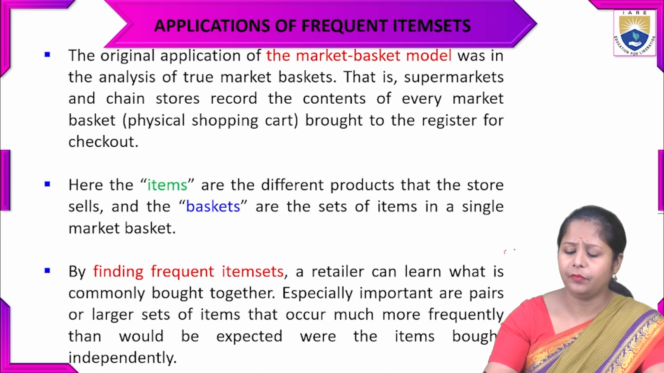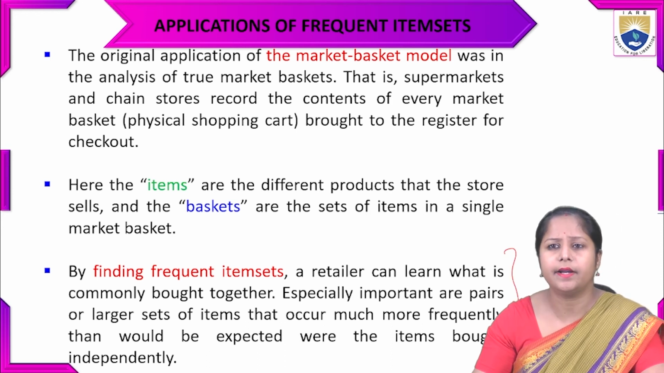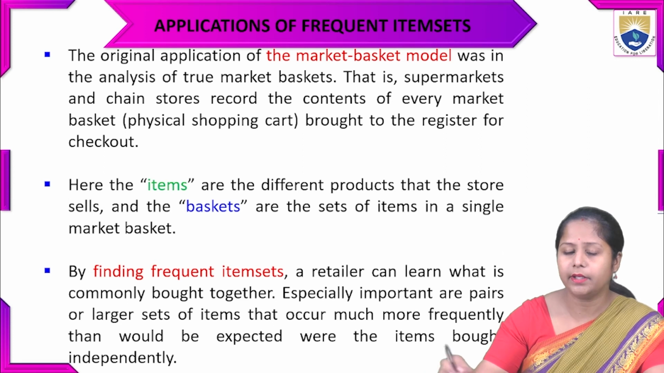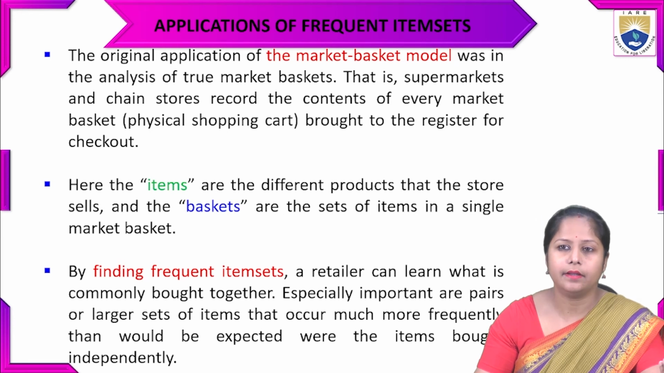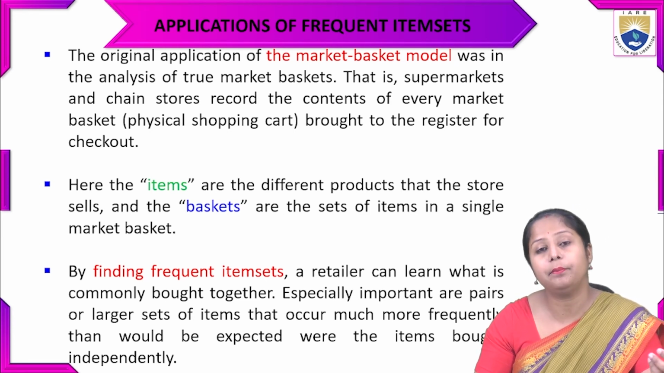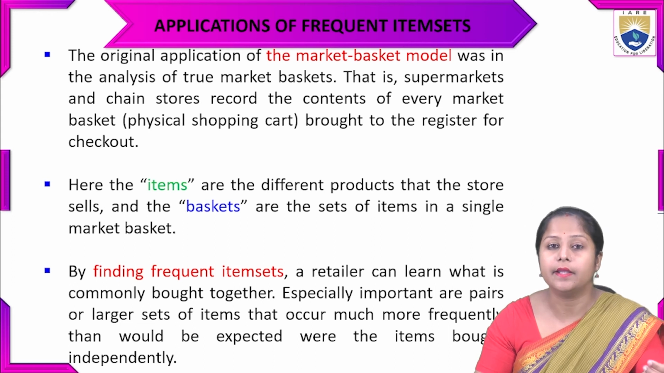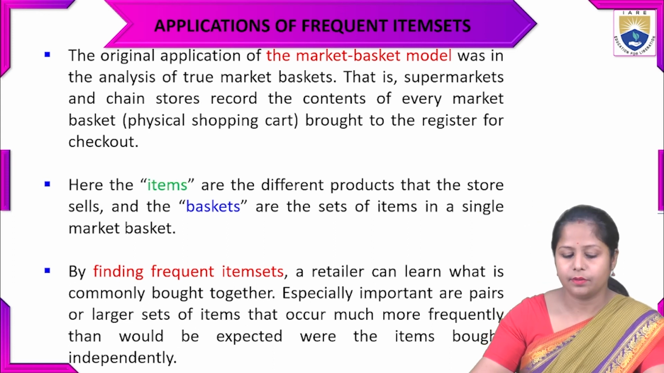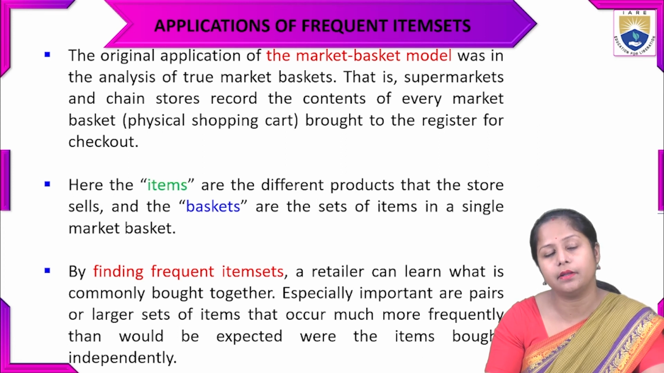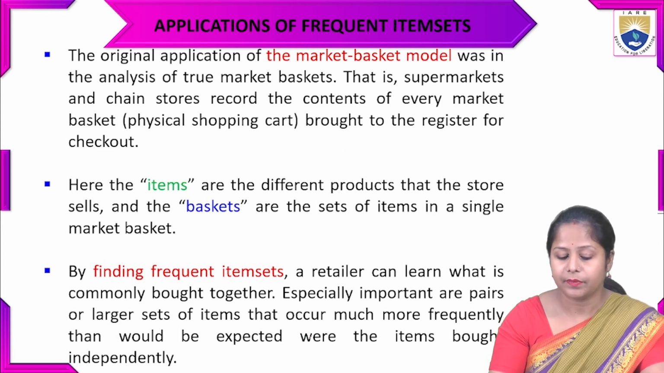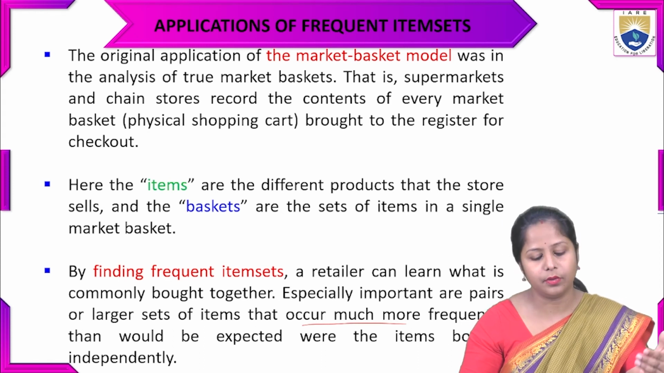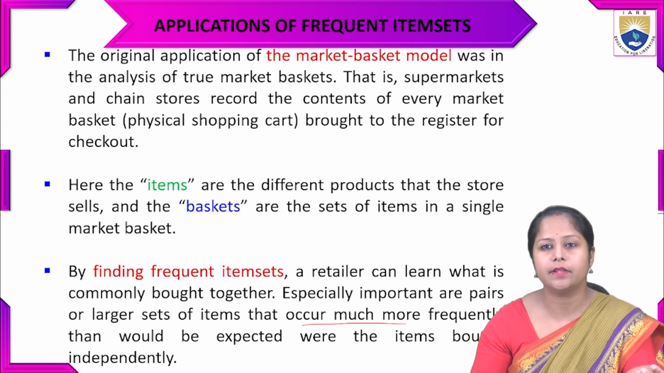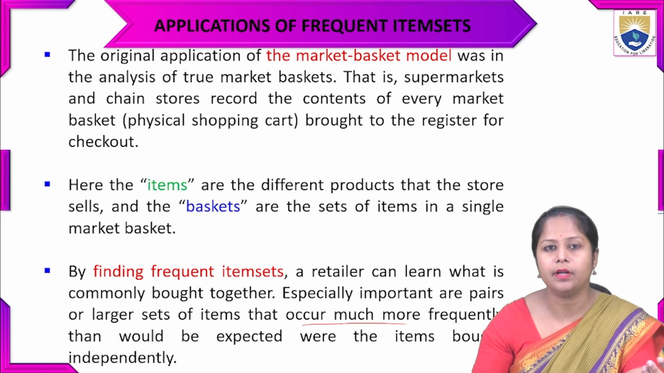By finding frequent item sets, a retailer can learn what items are commonly bought together. Especially important are pairs. What pairs of items is the customer going to purchase, two or three other items? If that occurs more frequently, it is expected that the items will be bought together. If not, the items are going to be bought independently.